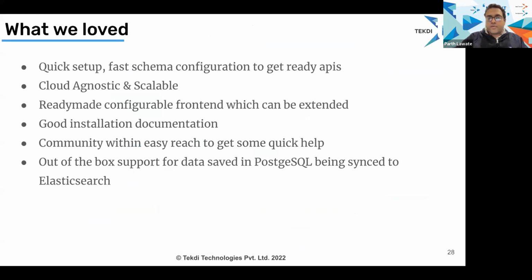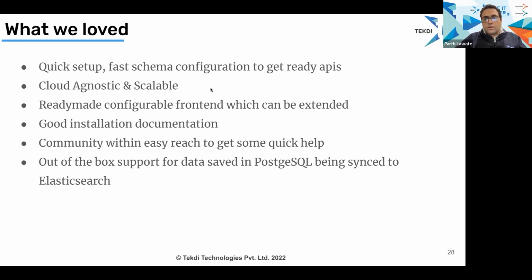And one of the things that quickly came out when I talked to them was how quickly they could set it up, how fast you could configure the schema to get ready APIs, that it is cloud agnostic, like Dasun mentioned, and scalable. That means you can really deploy it without thinking. In fact, for one of the use cases, we are looking at contributing something back in this area.